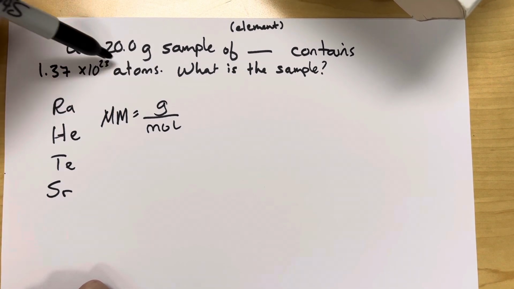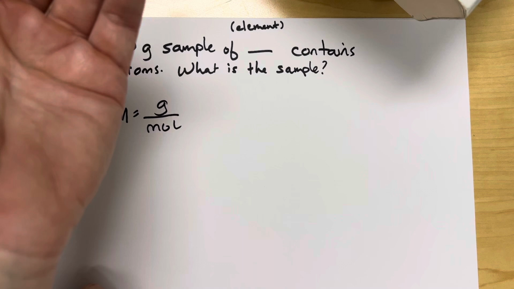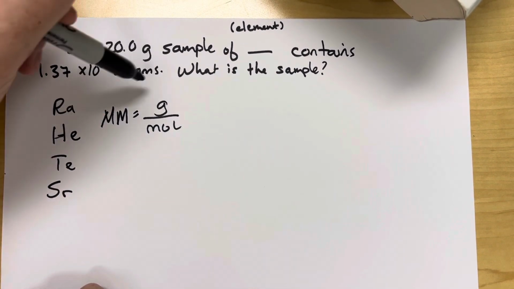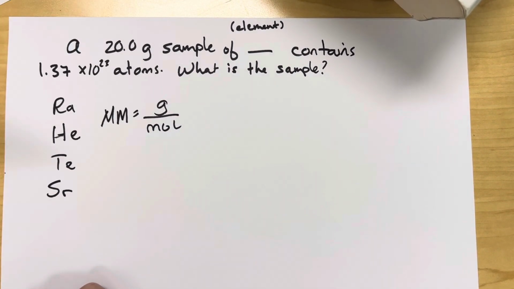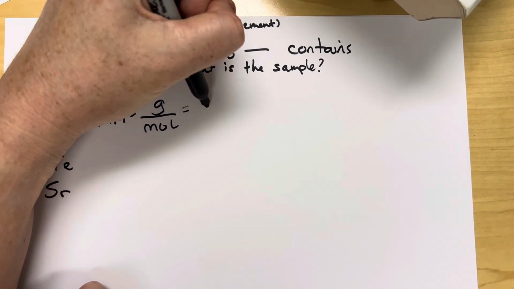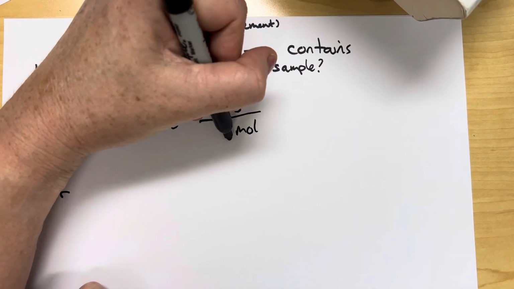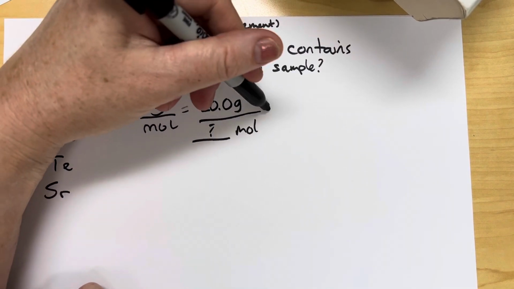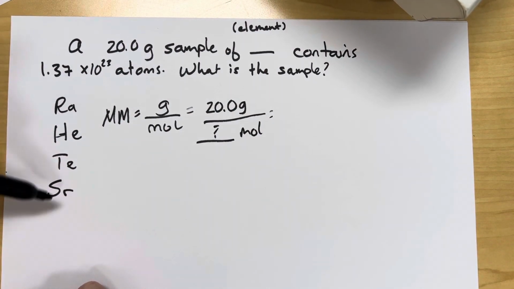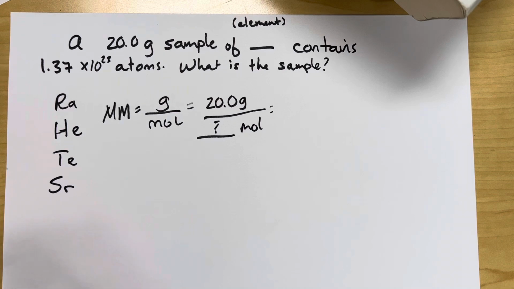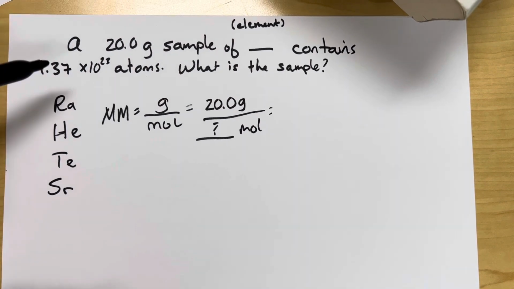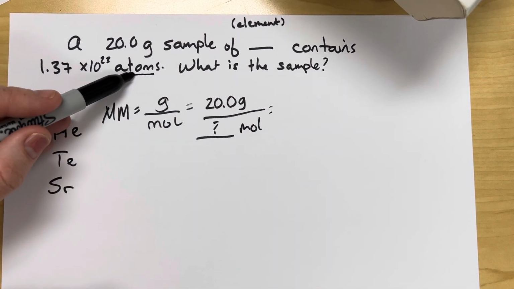We know how many grams we have. It's 20 grams of a sample. If we can figure out how many moles this is, we can just take the grams and divide it by the moles. So in other words, we know 20.0 grams divided by some number of moles will give us our molar mass, and therefore we'll be able to decipher which of these it is.